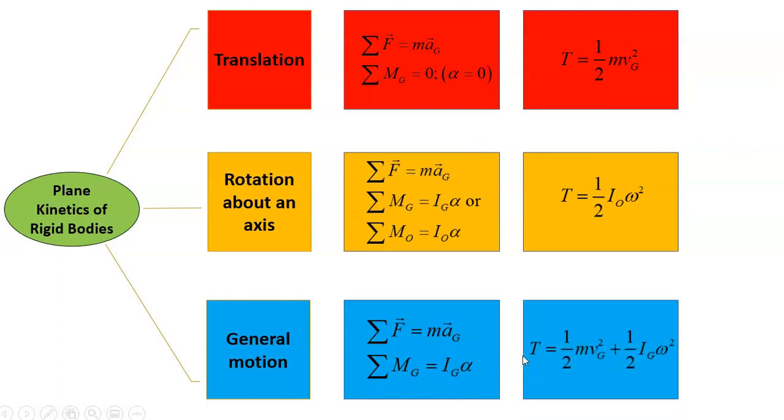To extract the kinetic energy, we have the general form of the kinetic energy, which is half m vg squared plus half Ig omega squared, where g is the mass center, so vg is the velocity of the mass center, and Ig is the mass moment of inertia about the mass center.